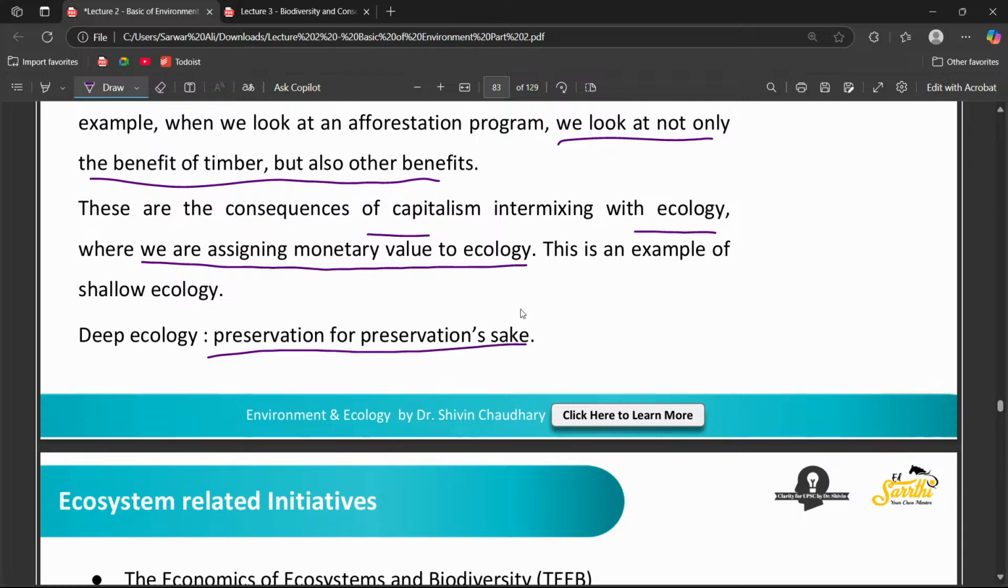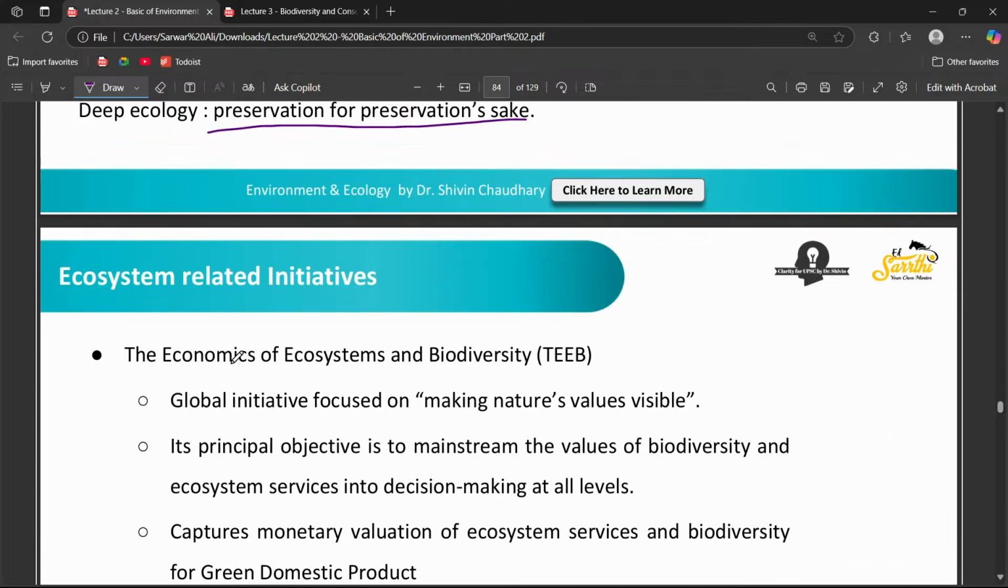Deep ecology will be preservation for preservation's sake, which means: why are we protecting this environment? Just for our benefit, just for the monetary value that we are gaining from it? No, these ecosystems should be protected just for the fact that they should be protected. They are worth protecting, that is why. So that is deep ecology and that is shallow ecology.